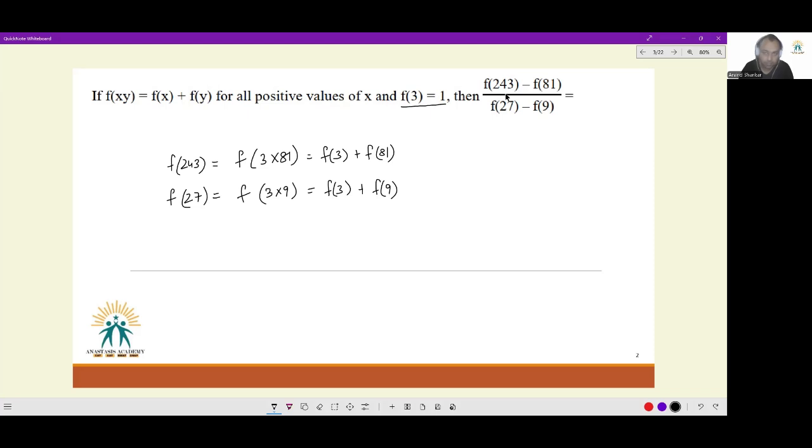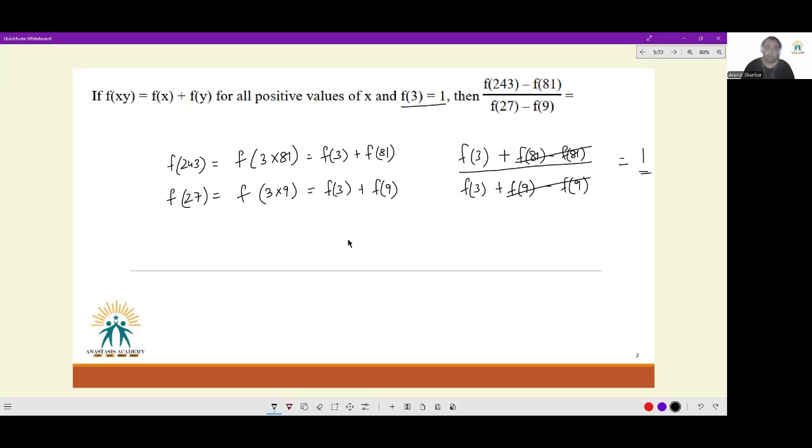Now, if you replace them in the fraction here, we will have f(3) plus f(81) minus f(81), and the whole thing divided by f(3) plus f(9) minus f(9). These two portions will cancel each other out. We've got something divided by something. Of course, the value of this fraction has to be equal to 1. This is one way of doing it.